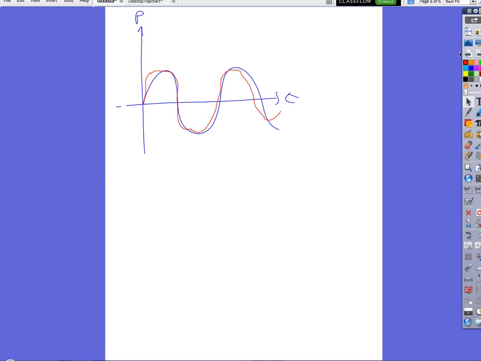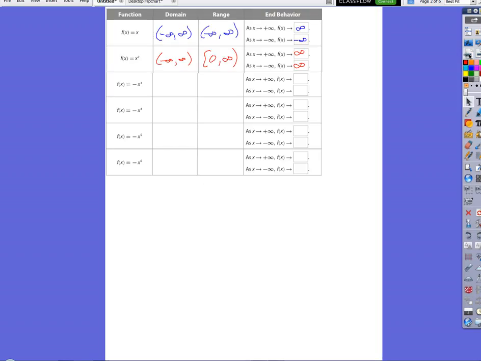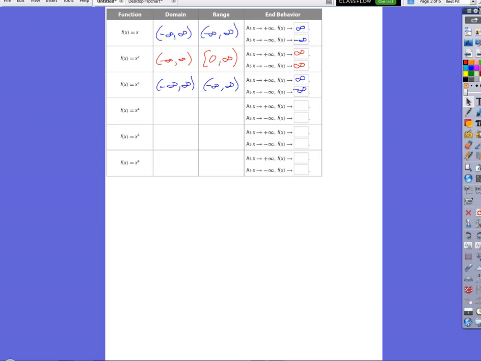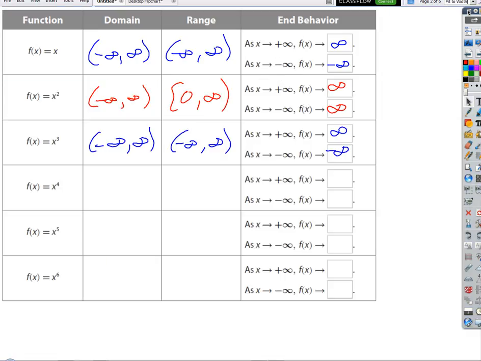Okay, so where are we at with this? So we were able to fill in all the blanks on this guy, and you correctly saw that this row is going to be red, and that row is going to be red, and the odd ones are going to be blue. Okay?